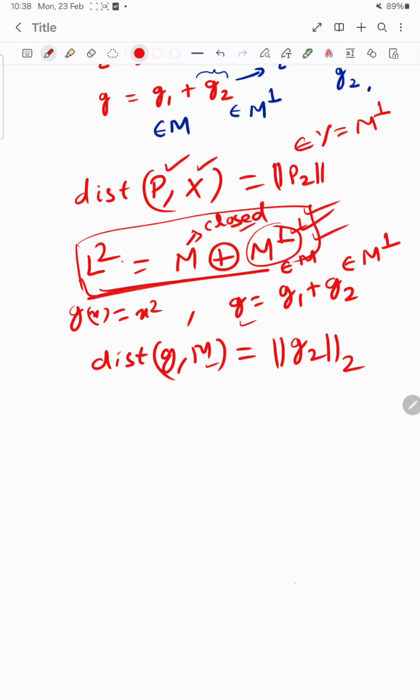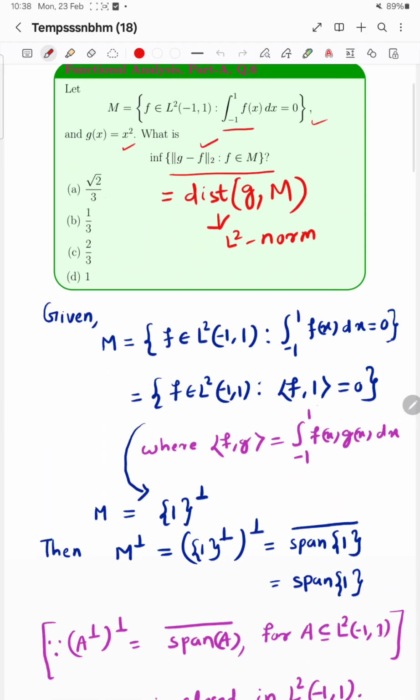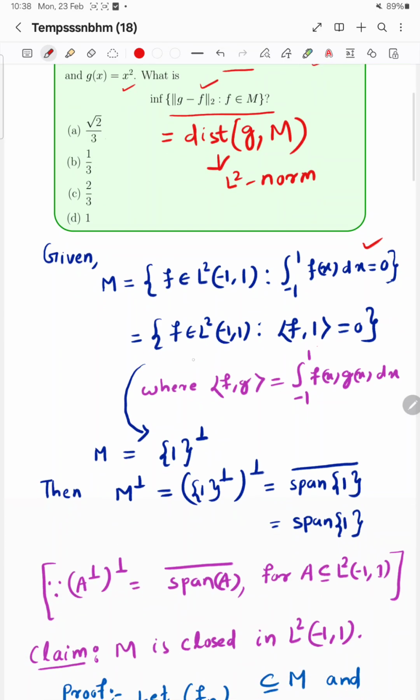Let us move to solve our question. So in our question, M is given by this set. Okay, and this set can be written in this inner product form. Here f and 1, because the inner product of two functions f and g is defined in this form: integration from minus 1 to 1 of f(x) g(x) dx. Okay, so if we take f here and in place of g we put 1, we will get this number. Therefore there is no harm to write this set in this form.